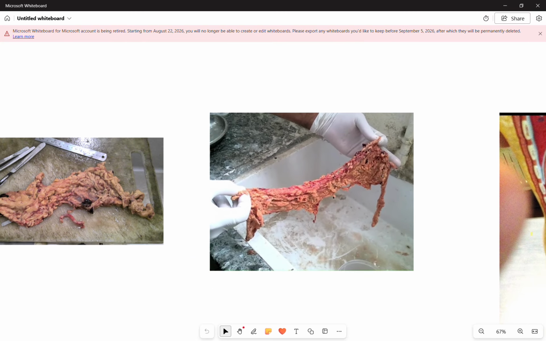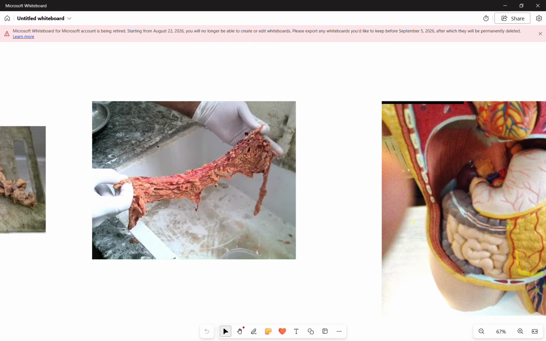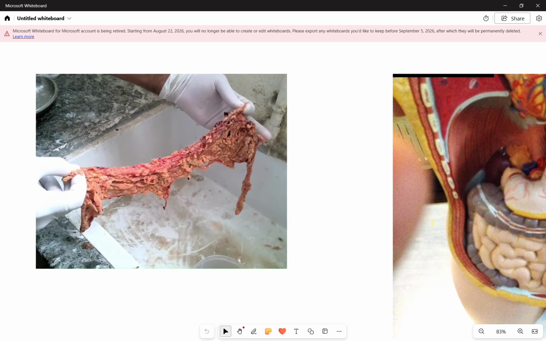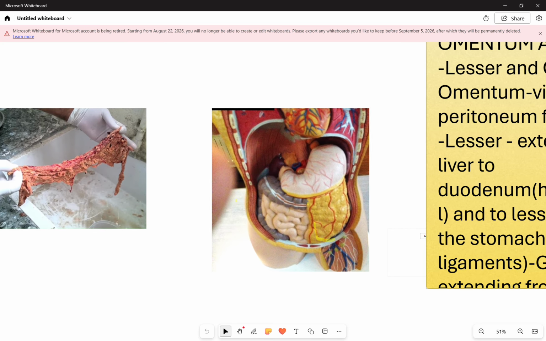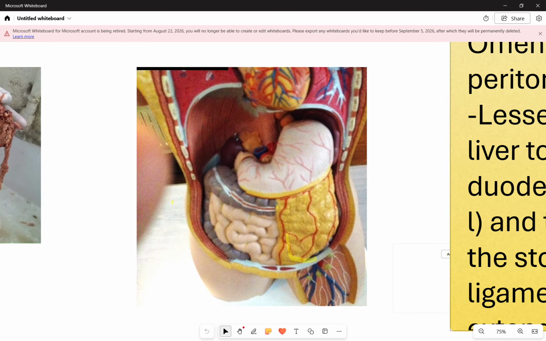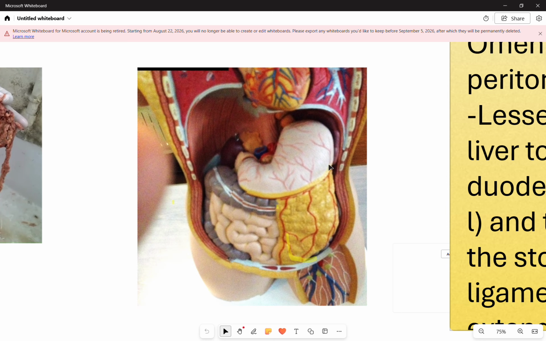Now, to start with the anatomy, I'll show you it on a plastic model. This is a plastic model, and what you see here is the stomach. That is the fundus of the stomach, body of the stomach, and pylorus and antrum of the stomach, and this is the duodenum. Now this is lesser curvature of the stomach, and this is greater curvature of the stomach.